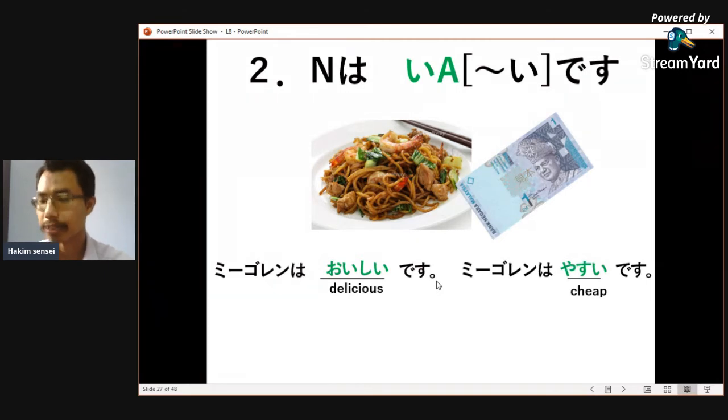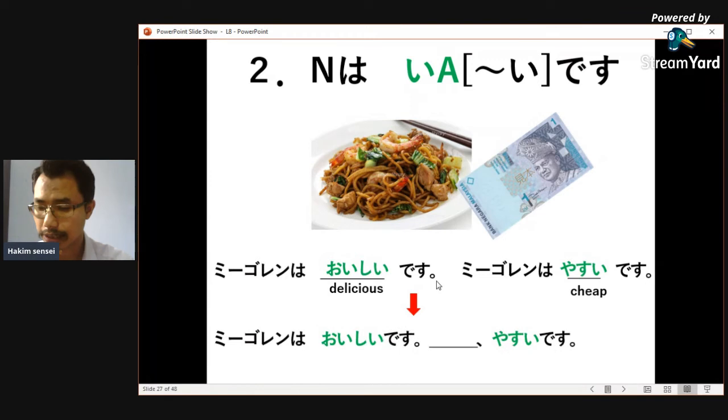But what happens when you are describing using more adjectives? It is annoying and wastes time if you are repeating the word mie goreng, mie goreng, mie goreng many times. So if you see a sentence like this, what you can do is simplify a little bit from the original sentence. Instead of using mie goreng many times, mie goreng wa oishi desu, the next word you can use for and is soshite, okay? Mie goreng wa oishi desu, soshite yasui desu, okay?